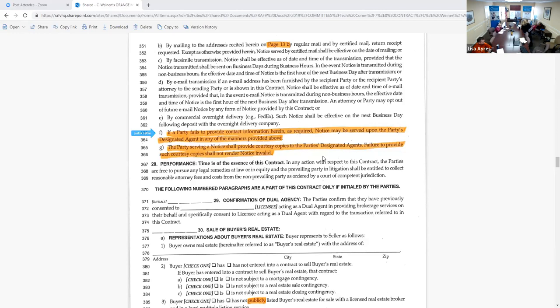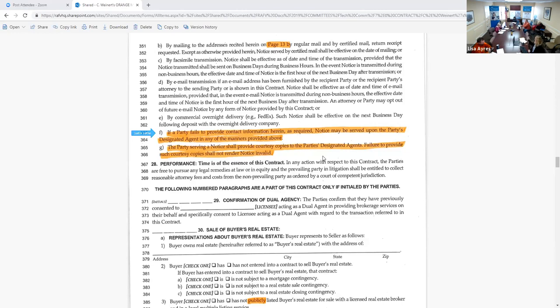All right, then we added, and we're always hopeful here, on line 365. The party serving the notice shall provide courtesy copies to the party's designated agent. Failure to provide such courtesy copies shall not render the notice invalid. It just makes sense. You want to keep everyone in the loop. We want everyone to know what's happening.